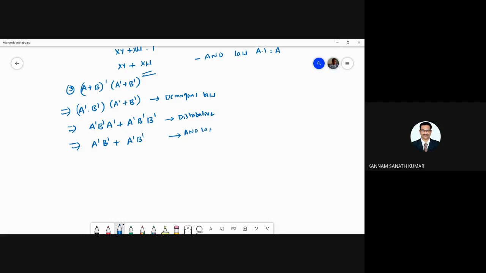From AND law, what is AND law? A into a equal to what? The input a itself. So a dash b dash plus a dash b dash, you are getting a dash b dash.